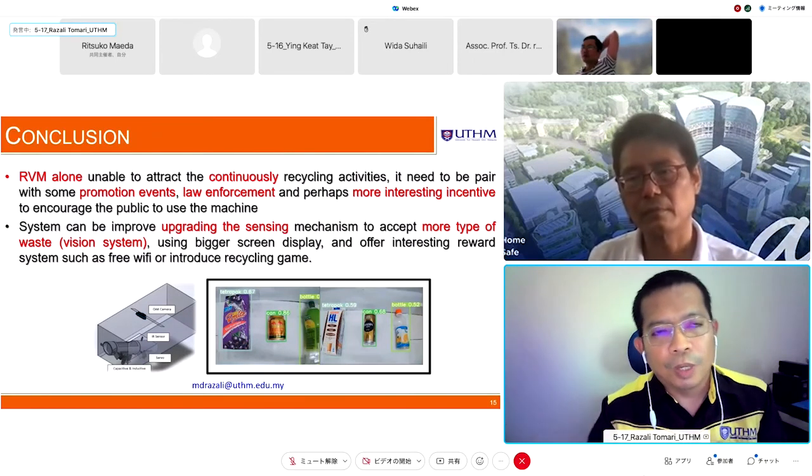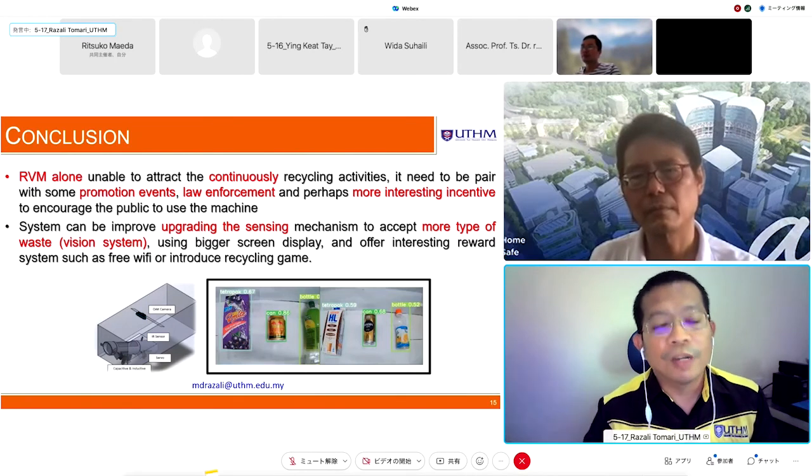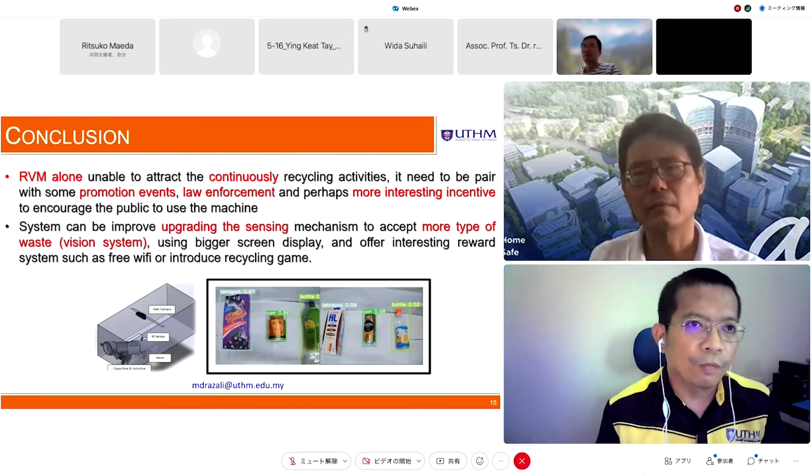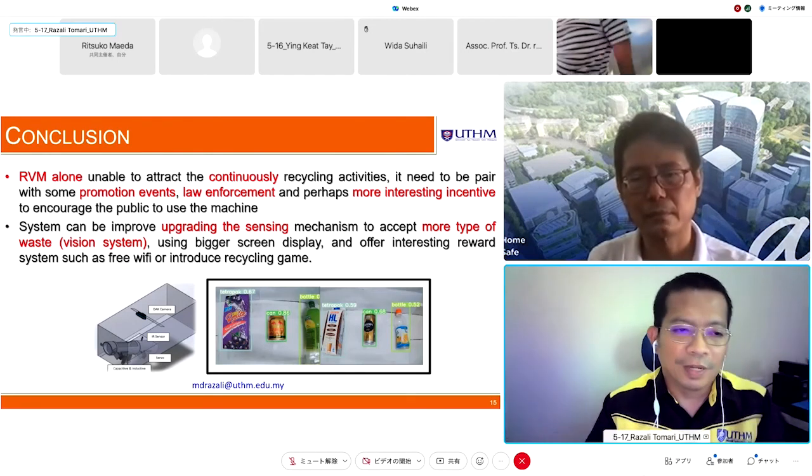But when we put it outdoors, we don't have any issue regarding the odor of the recyclable items, especially from the coffee containers. It's quite strong compared to other types of recyclable items.